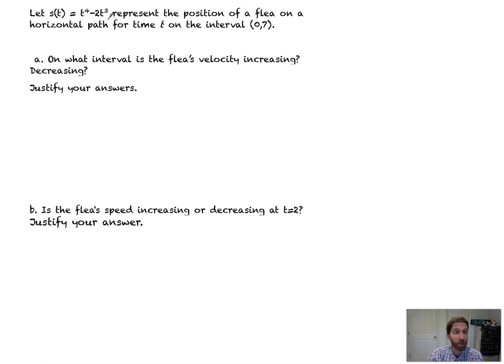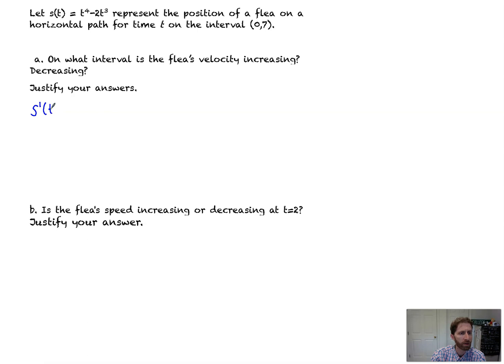Well, let s of t equal that function represent the position of a flea. Of course it would be a flea. It comes out of my brain, right? On a horizontal path for time t on the interval 0, 7. On what interval is the flea's speed increasing or decreasing? Justify your answers. Okay, so first things first, we've got to find where it's going to the right or going to the left. So we've got to find the velocities, and we've got to figure out the acceleration. So let's figure out both.